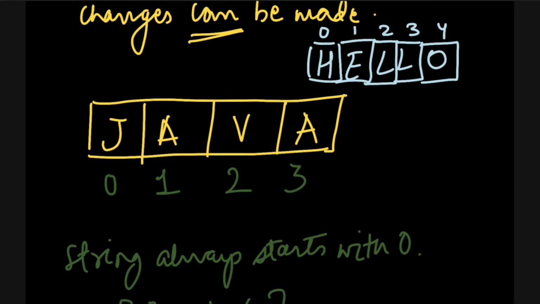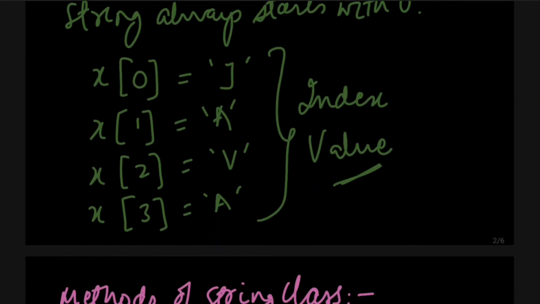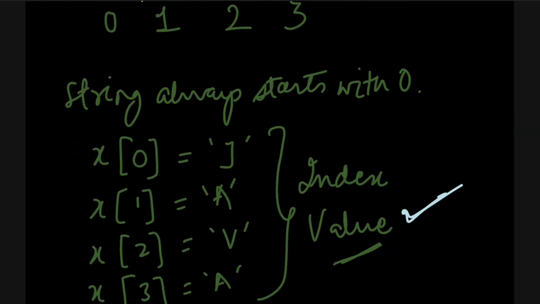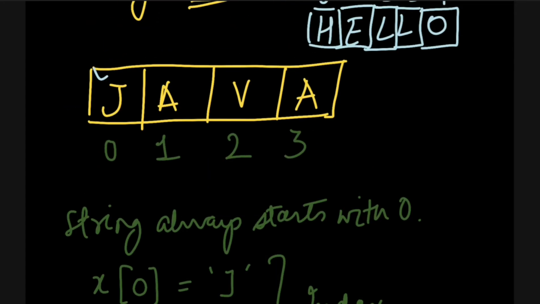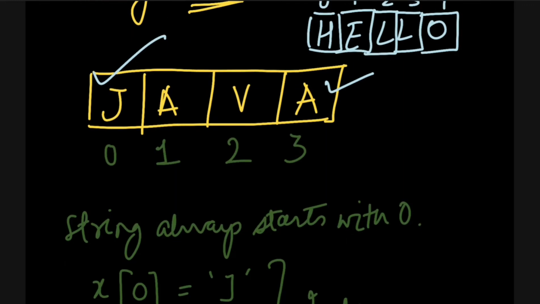Now what is this labeling from 0 to 4, or in this case 0 to 3, called? So it is called the index value. Okay, and how would we address, like if I need to call J or if I need to call A, how would I come to know? How would I call them?